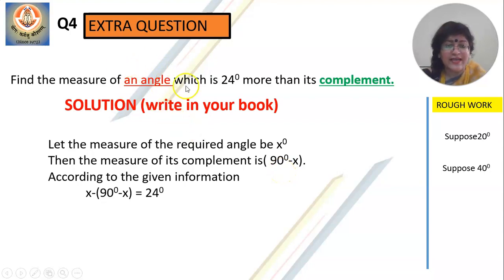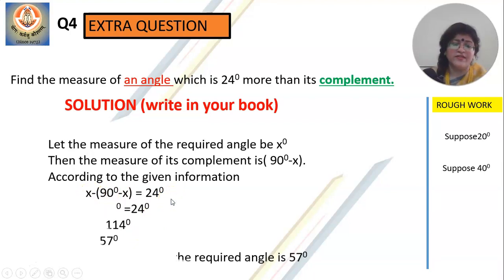Then this angle is bigger than this angle by 24. By 24 means the difference is 24. So write the bigger angle first, that is x. Write the smaller angle, and the difference, minus, is equal to 24. And then you solve it.